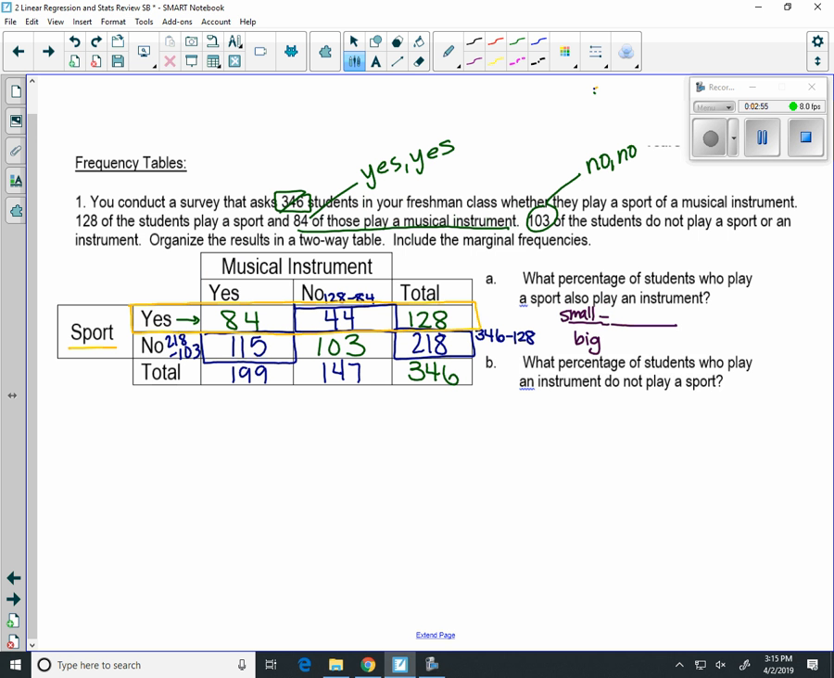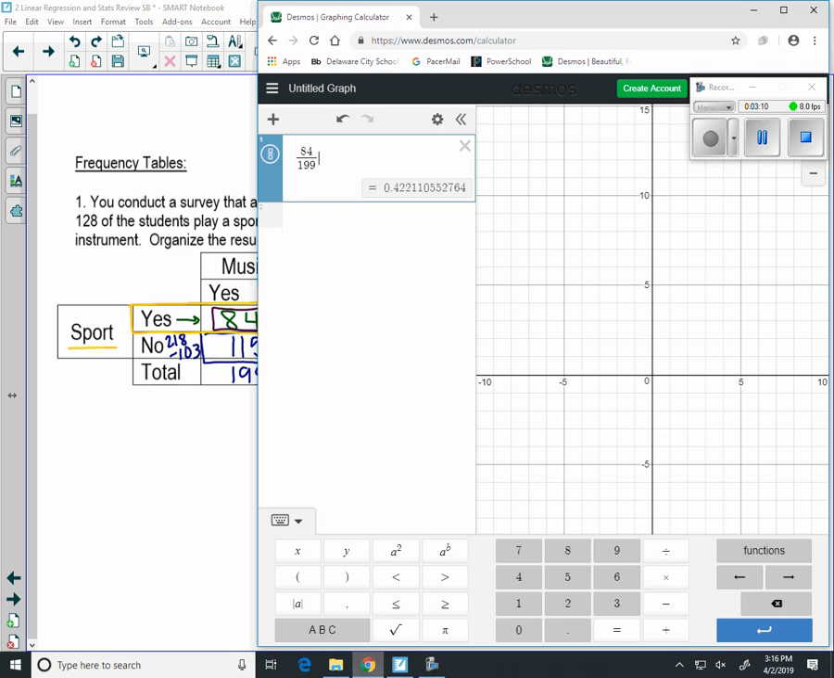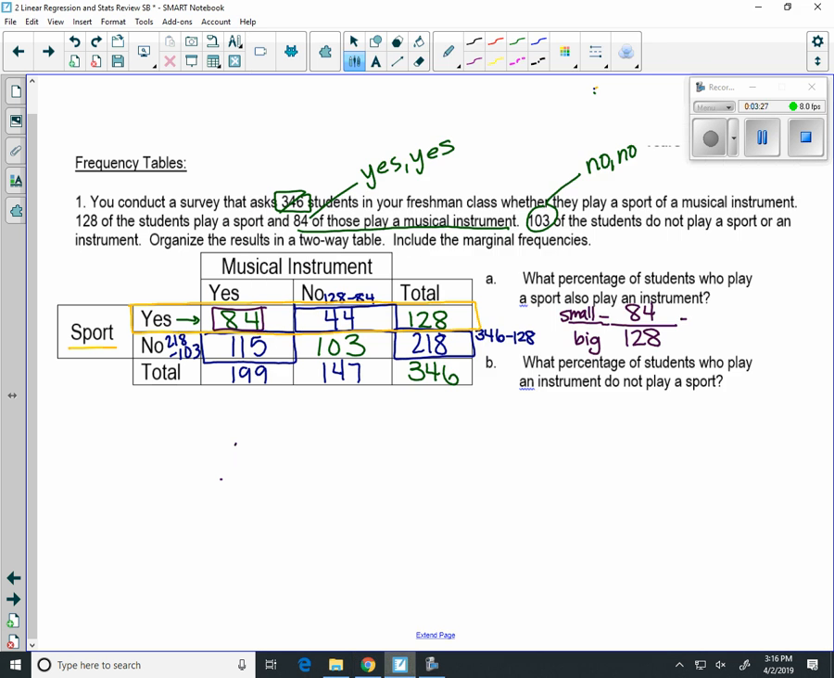So if I'm looking at this row, 128 is my number of students who play a sport. The number that also play an instrument are this 84. So the math that I'm doing there is just 84 over 128, sorry about that. And so that's 0.65625, which in percentage form is 65.625%.